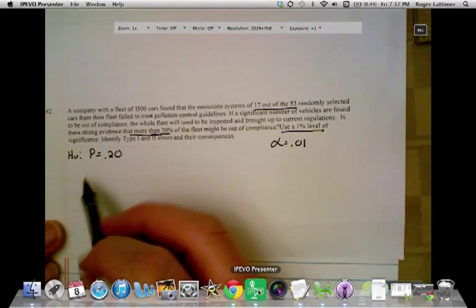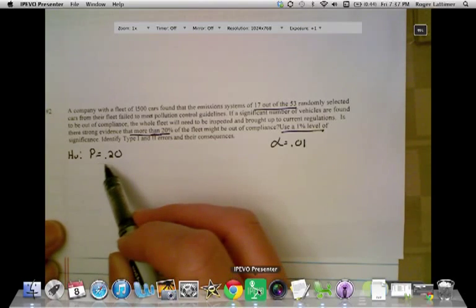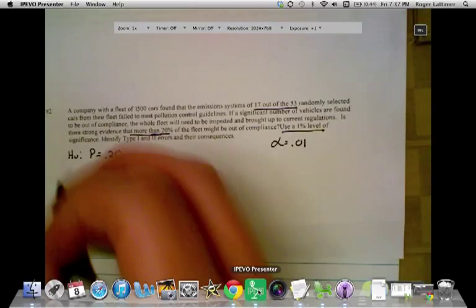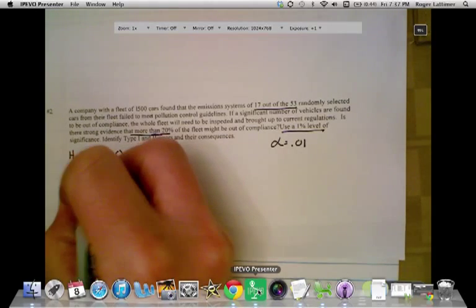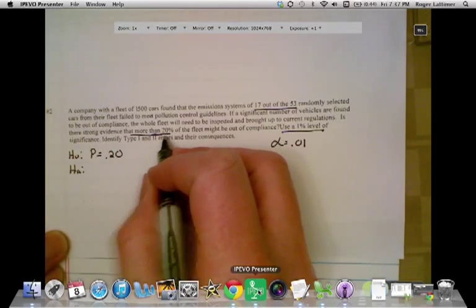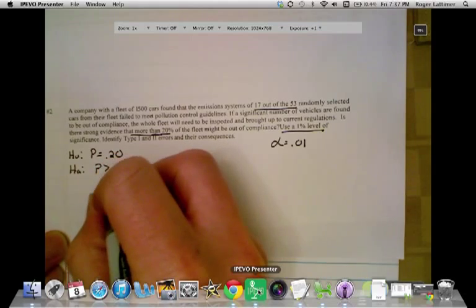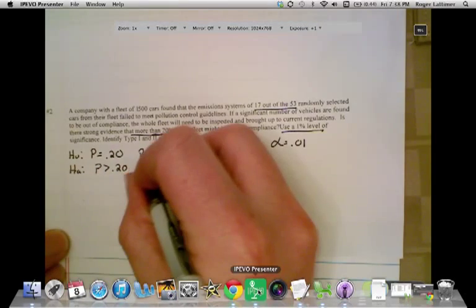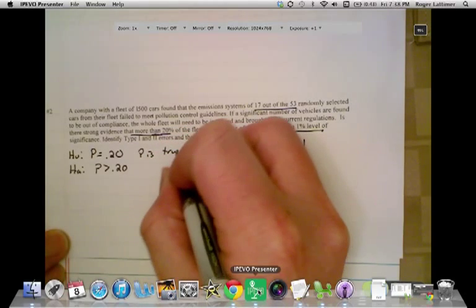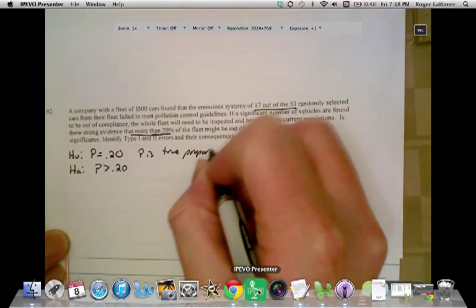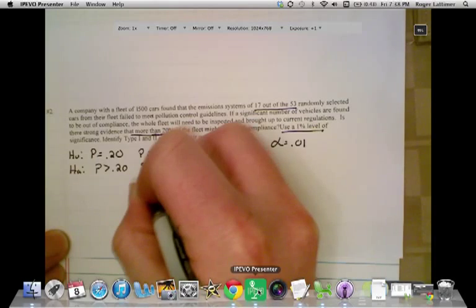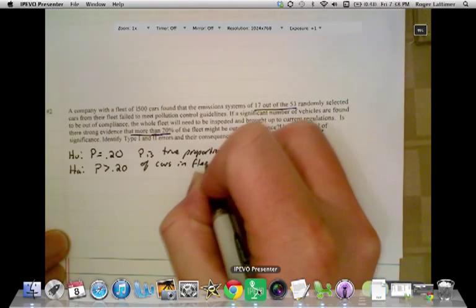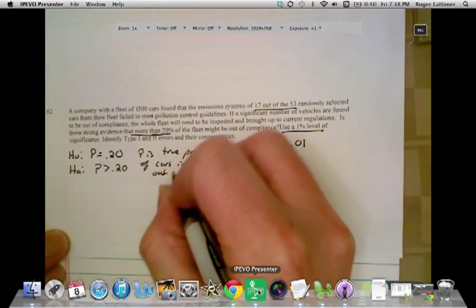So our null hypothesis for this problem would be that p is equal to 0.20. We want to try to prove our alternative, that more than 20%, so p would be greater than 0.20. This would be a one-sided test. We need to say where p is the true proportion of cars in this fleet out of compliance.